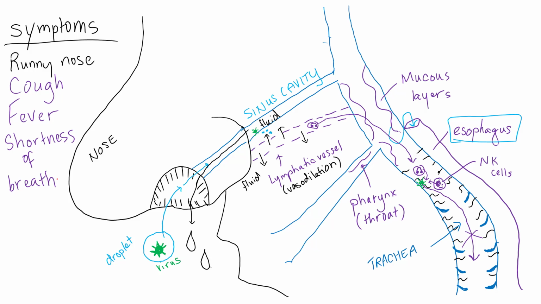So we need backup. We need backup from the third line of defense. And really, that involves T cells and it also involves B cells. But in this video, we're going to just talk about the T cell response.